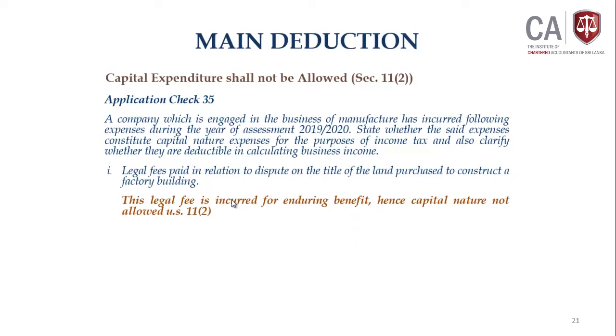Okay. For this company, for enduring benefit. Maybe some can argue it is incurred in the production of income because to buy the land, to protect the land, but it is capital nature for long term benefit to protect the land. The benefit of the expenses lasts for more than 12 months. Therefore, it is a capital nature expense that you can't claim for tax. Okay.